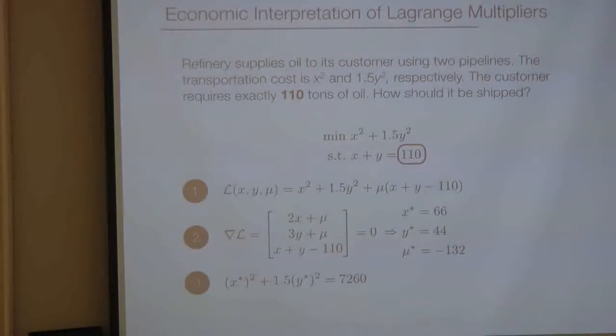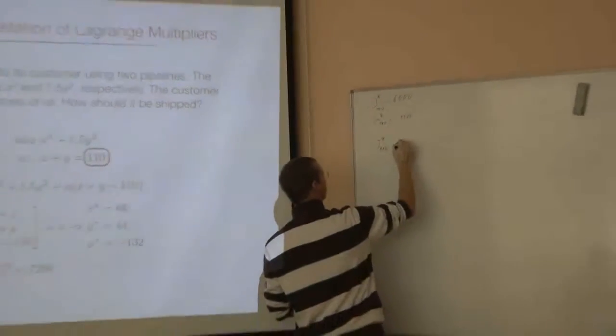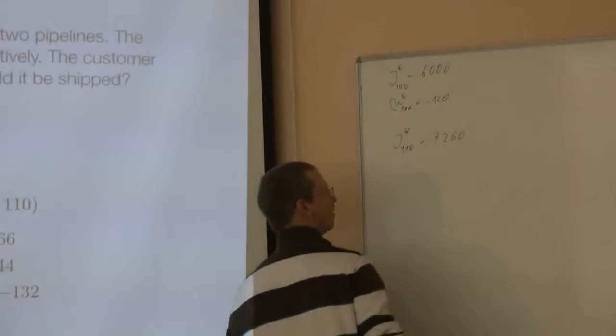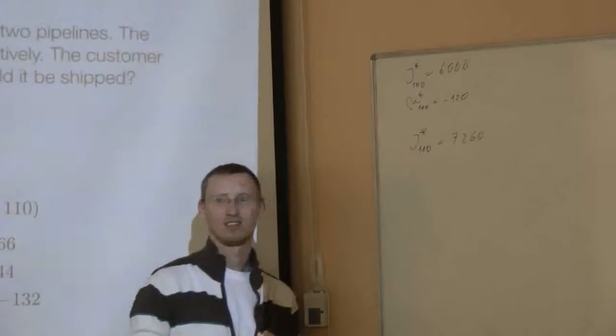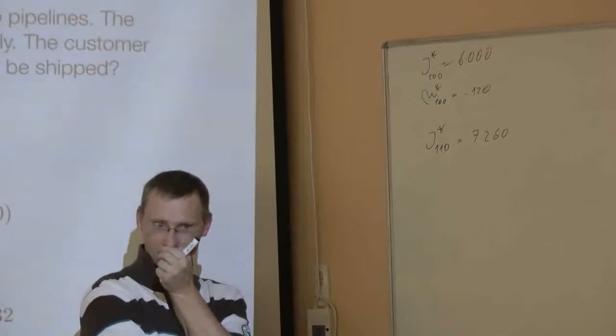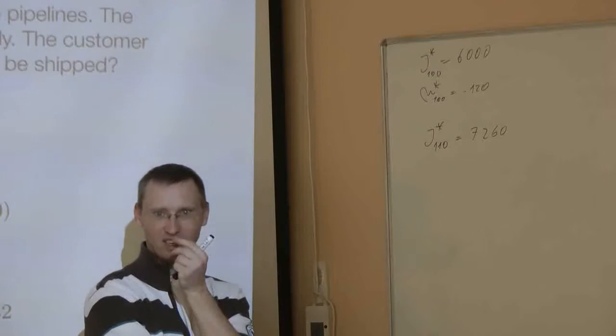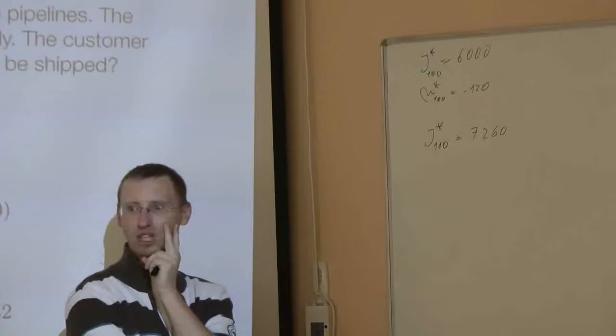Now look at the whiteboard. There is something strange about the relation between, so what we are saying is for 110 tons, the true price was 7,260. Can you see something strange here or suspicious?